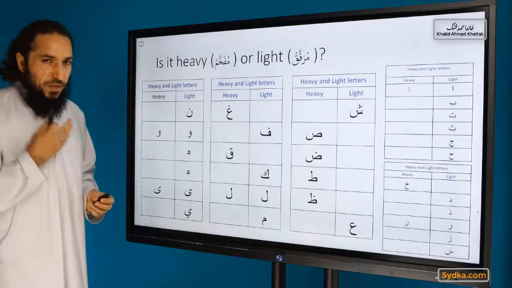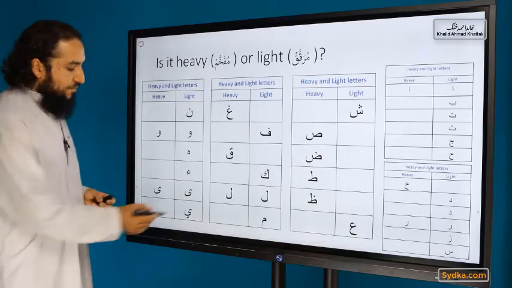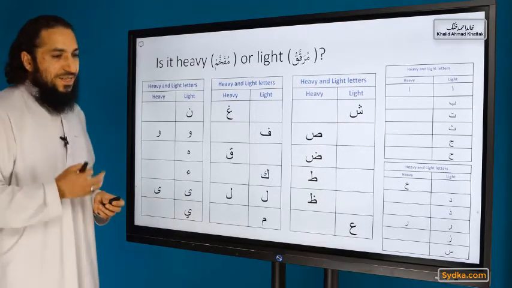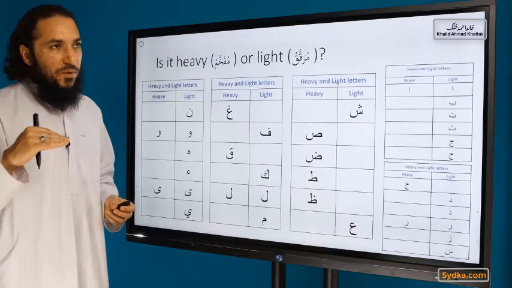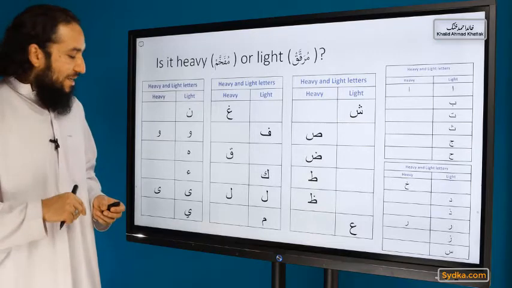Is it a light or heavy letter? It is one of the light letters, because when we pronounce Ya, our mouth remains flat.